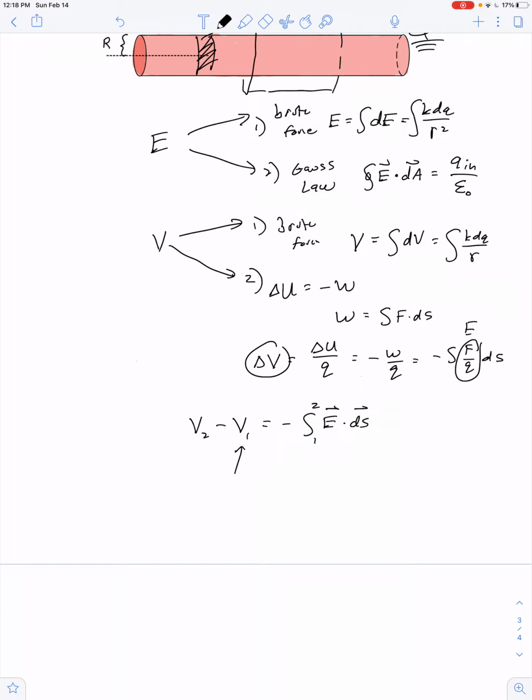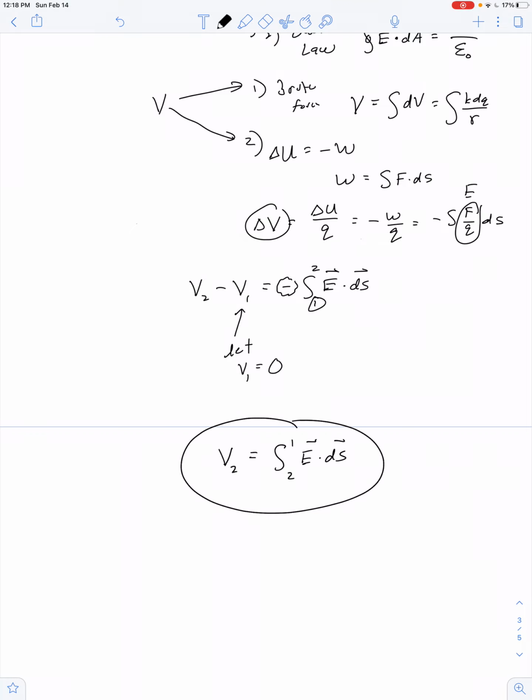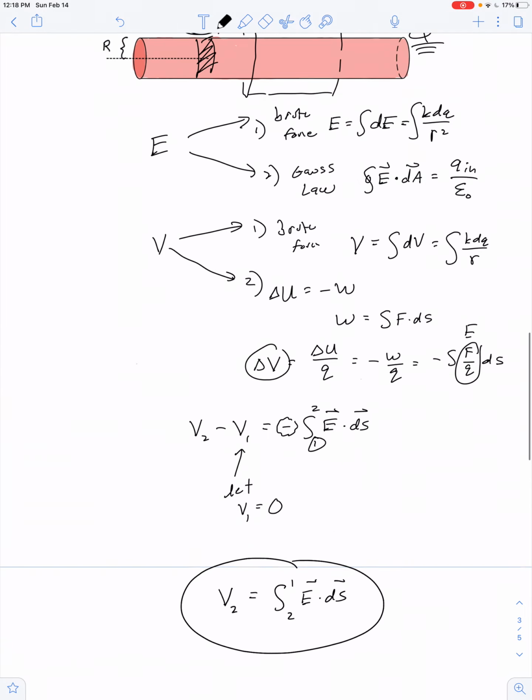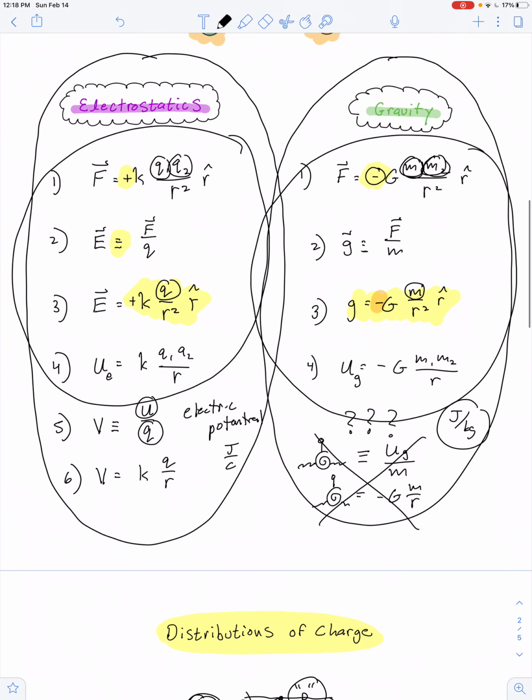Now this equation becomes useful if we create a frame of reference where we let the electric potential at point 1 on our path be equal to 0. Now we can get rid of this negative sign if we just switch the limits of integration, and so we get the electric potential at point 2 along our path is equal to positive the integral as we move from 2 to 1 of E dot ds. That's the second method for solving for V. So if you want to write all these equations down, like I said earlier, probably not a bad idea, so that you have them all in one place as we continue to work through this unit of study.